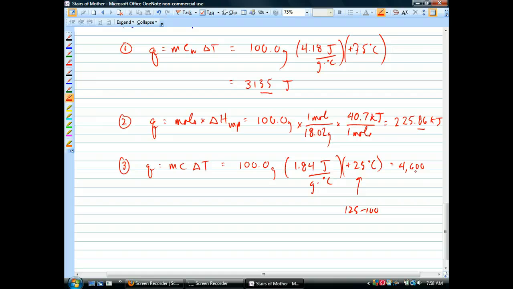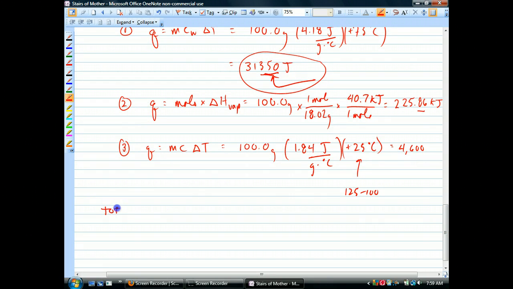Wait, what did I do wrong here? Aha! Look at that. Made a mistake, sorry. I know it's a big difference, but that seemed like a really big difference. So I made an error up here. Look at this. It should be 31,350 joules for the first one. It should be more. The temperature change is bigger. The specific heat is bigger, so it should be larger for the liquid water.